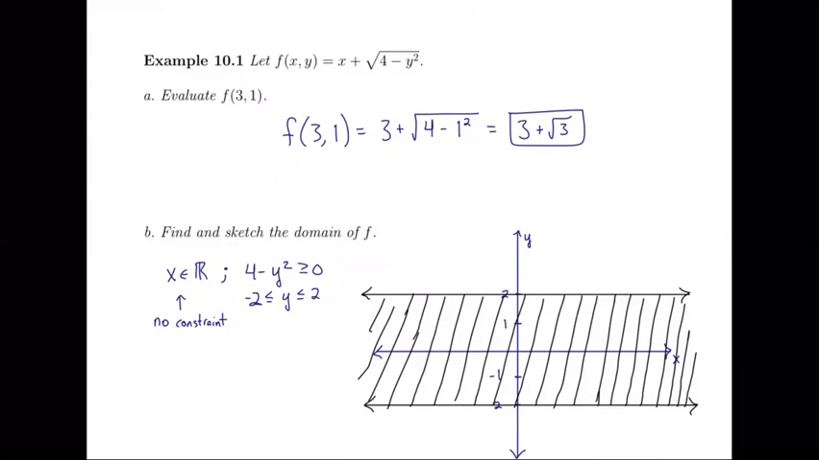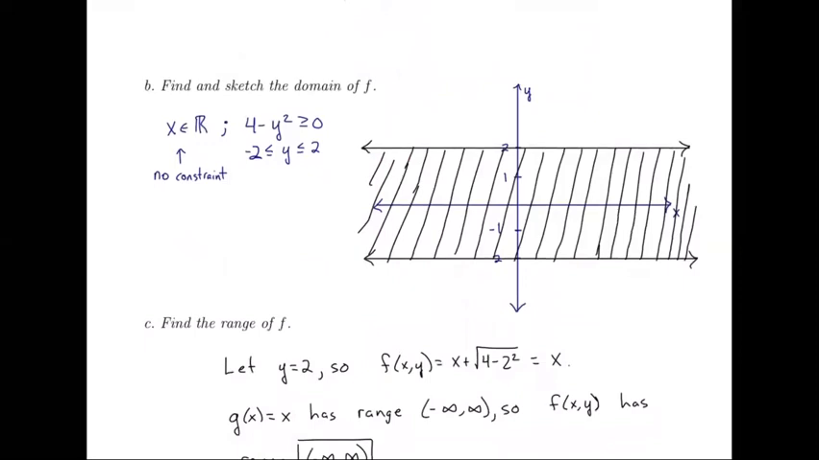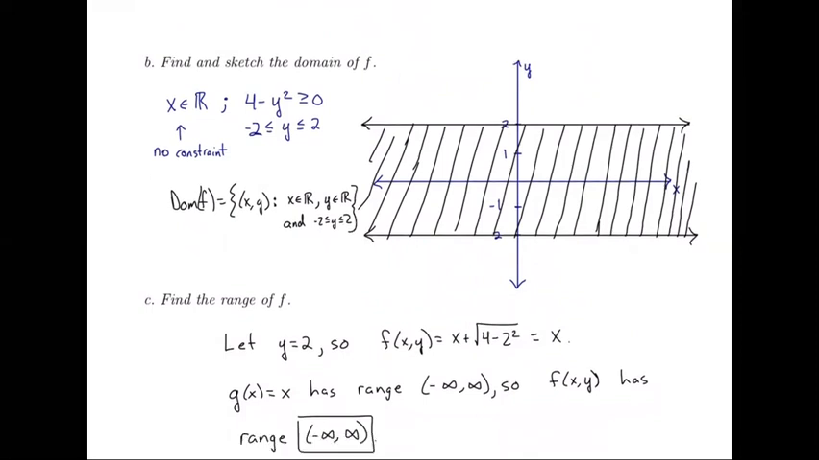So to put it all together, better than a sketch, we would say that the domain of this function f is equal to the set of all pairs x, y such that x is in R, y is in R, and -2 is less than or equal to y is less than or equal to 2. And this is a decent way to close that up. So barring the line break in it, that's a nice representation of the domain of f using set builder notation.